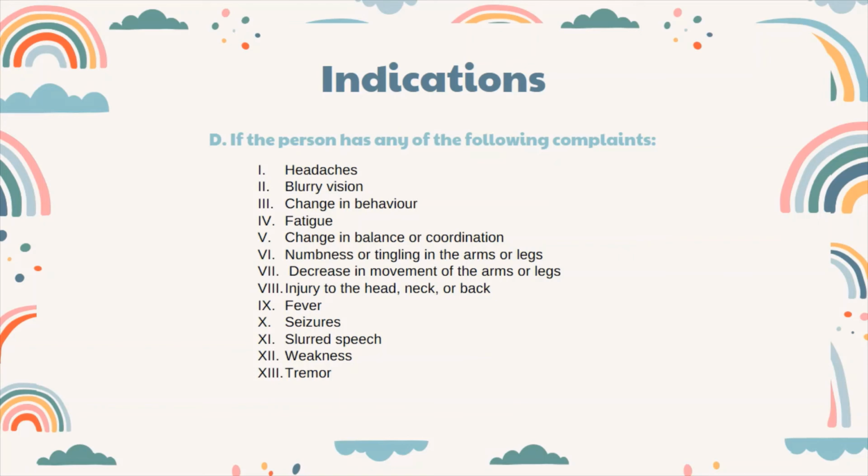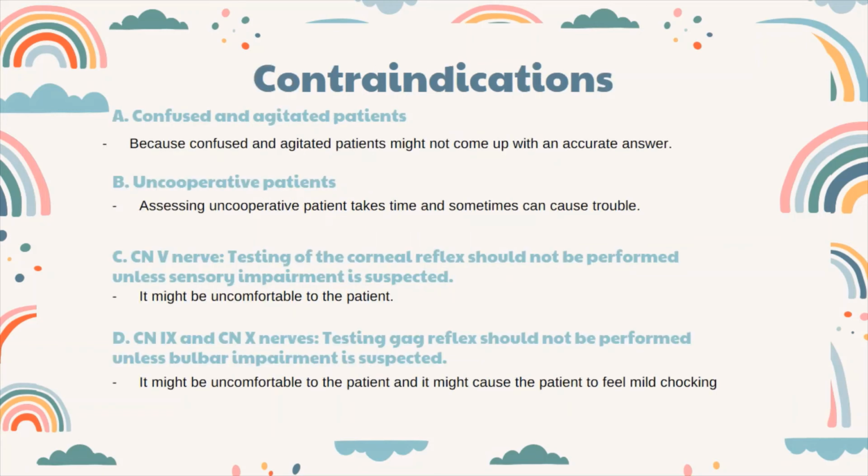Letter D, if the person has any type of the following complaints: headaches, blurry vision, change in behavior, fatigue, change in balance or coordination, numbness or tingling of the arms or legs, decrease in movement of the arms or legs, injury in the head, back, and neck, fever, seizure, slurred speech, weakness, and tremor.